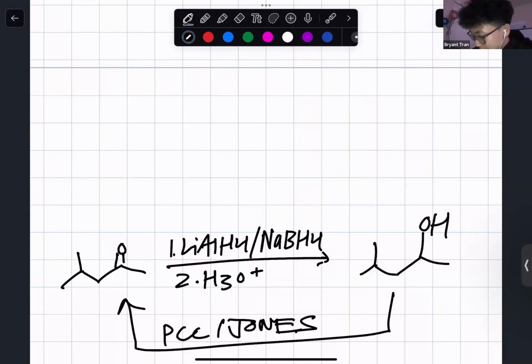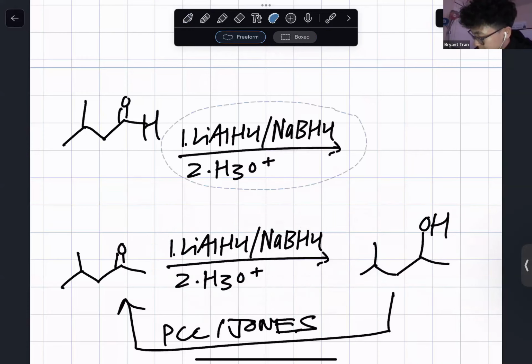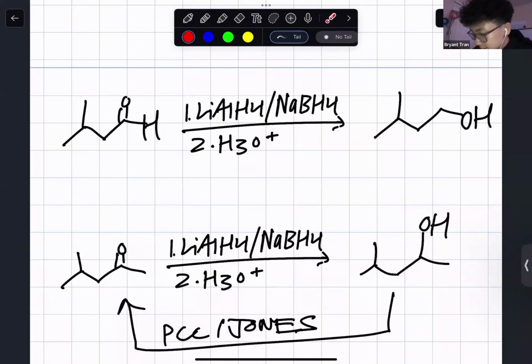Now, let's say we had an aldehyde instead of a ketone. Same reagents to reduce it: LiAlH4 or NaBH4. That would reduce that carbonyl into an alcohol. But I'm going to draw the alcohol out like this, because this carbon had this hydrogen, and that hydrogen is still there. But it also has another hydrogen because we got rid of a bond to oxygen and traded it with a hydrogen right there. This OH here is this carbonyl here, but I just flipped it downward because it looks nicer this way, if that makes sense.